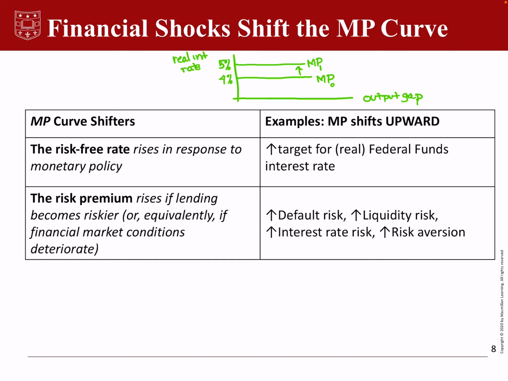And then finally, risk aversion is the idea that lenders might become more reluctant to take on risk in general. So if they become more risk averse, they're only willing to make a loan if they can charge a higher risk premium overall. So changes in market sentiment can also cause the MP curve to shift.